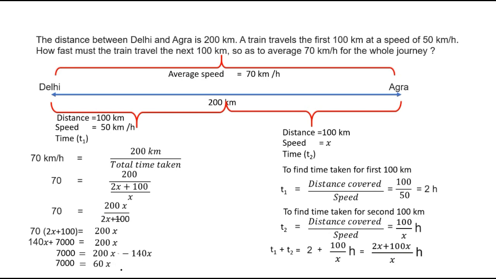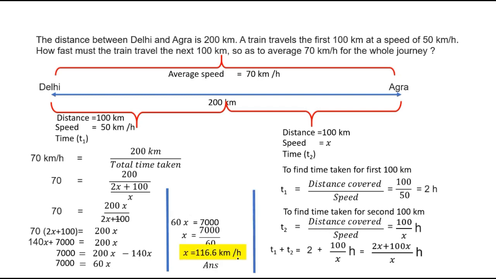And therefore, what is the value of x? 60x is equal to 7,000, so x is equal to 7,000 divided by 60. Please look at it. That amounts to, with a rough calculation, 116.6. Express it properly in kilometers per hour, because all our units are in kilometers as well as hours. So the answer is x equal to 116.6 kilometers per hour. And what is x? x is the speed.